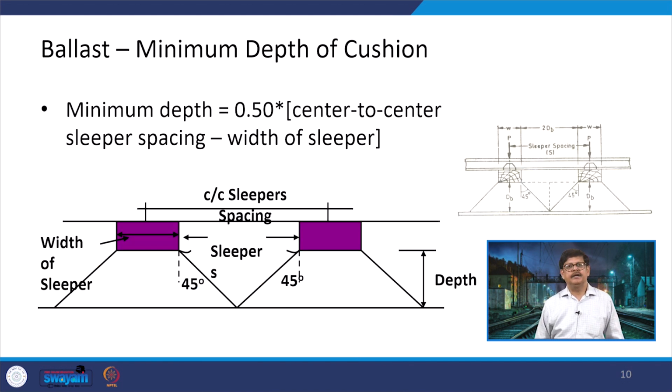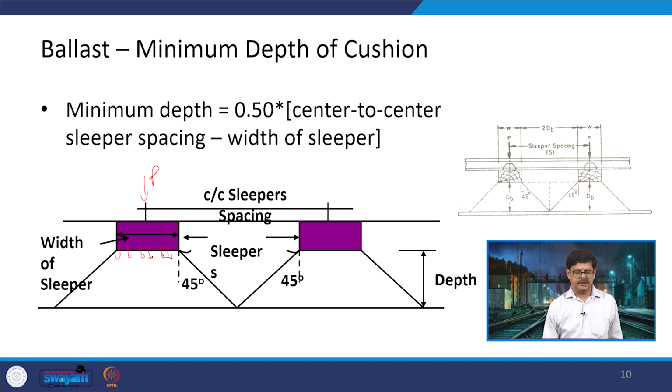So, how to find out the minimum depth of the cushion? The minimum depth of the cushion is nothing but half of the center to center sleeper spacing minus the width of the sleeper. Now, how is that coming? As you can see at the bottom, there is a center to center spacing. The loads are coming on this sleeper. So, there is a load P which will come here through the rail, and through the rail seat it is going to be dispersed to a wider area and will come on the sleeper base, and through the base of the sleeper it is going to be transferred to the ballast cushion at the bottom.